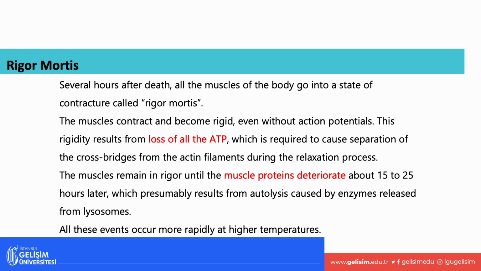So the muscles remain in a state of rigidity until the proteins deteriorate. And this happens about 15 to 25 hours after death. Again, this happens because of the release of proteolytic enzymes. Now, the speed of these events increases at higher temperatures.